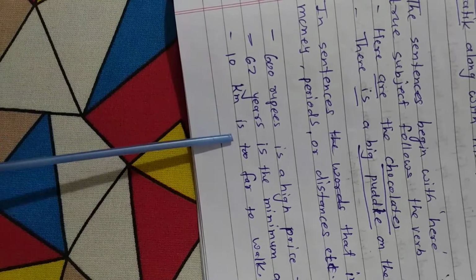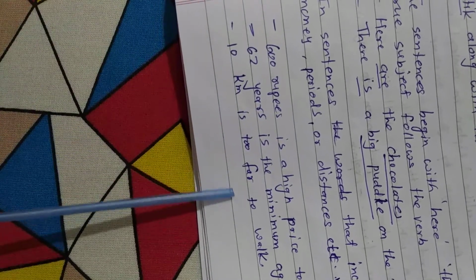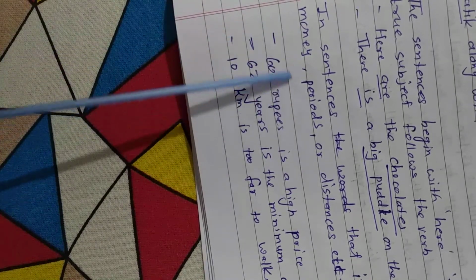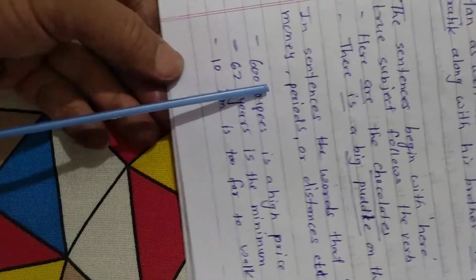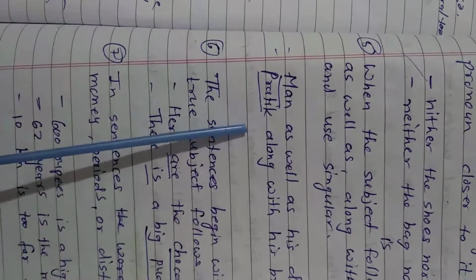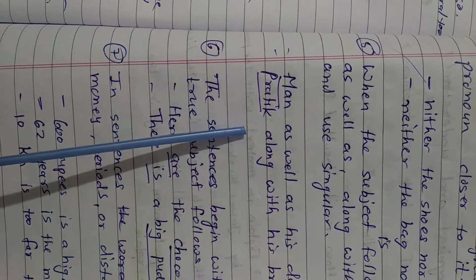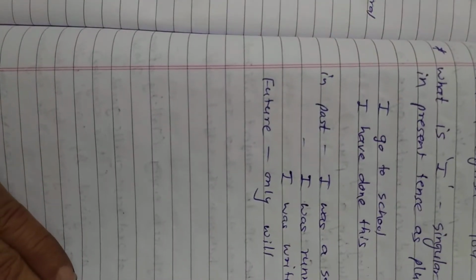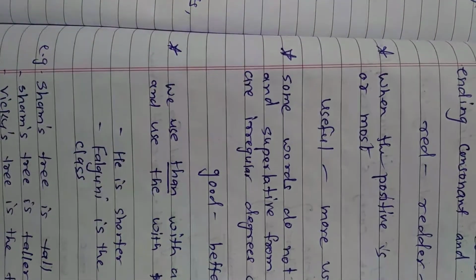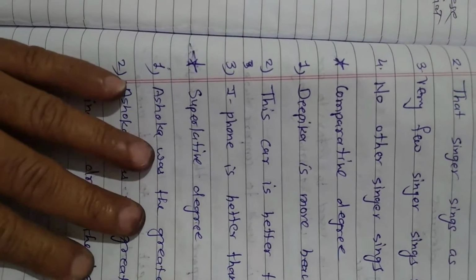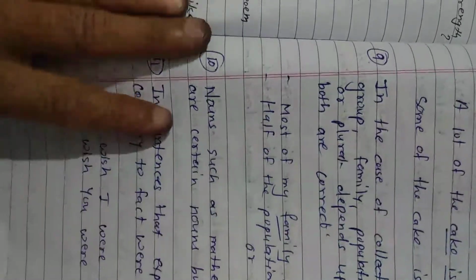10 kilometer is too far to walk, right? So here when distance is there, years is there, money is there, we are supposed to use singular here, right students? So it was rule number 7. So after that, rule number 8. Rule number 8. Sorry.